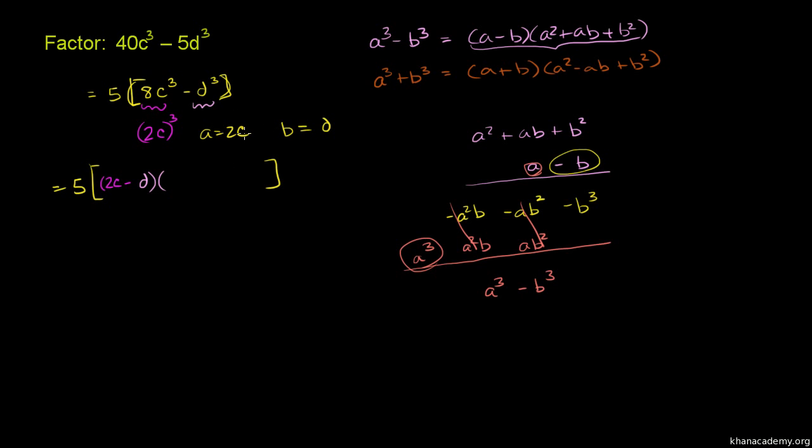So if we have a squared, that's 2c squared, or that's 4c squared, or 2 squared times c squared, either way, minus a times b. So minus a times b, minus 2cd, and then plus b squared. So plus d squared. And actually, I'm forgetting a parentheses over here. And we're done. And we know that we can get rid of those brackets. This is the exact same thing as 5 times 2c minus d times 4c squared minus 2cd plus d squared.